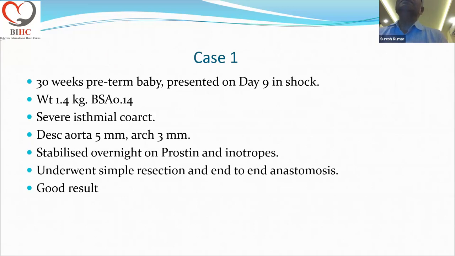Let us look at some of these cases. In fact, these two cases are from my study in my Muscat center. A 30-week-old preterm baby, 1.4 kg, presenting in shock on day 9. There was severe isthmal coarct. The descending aorta was 5 millimeter and the arch was 3 millimeter. The baby was stabilized overnight on prostin and inotropes. It underwent a simple resection and end-to-end anastomosis, and there was excellent result.